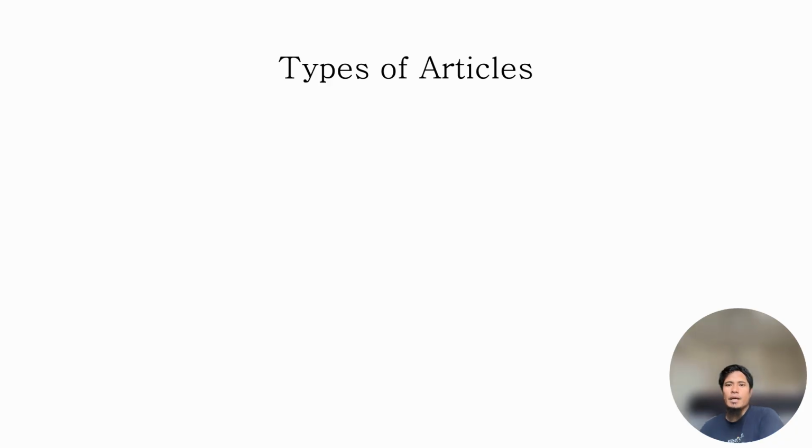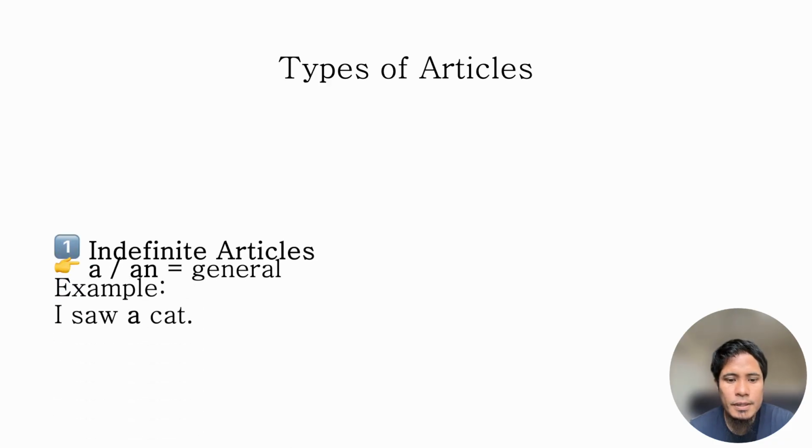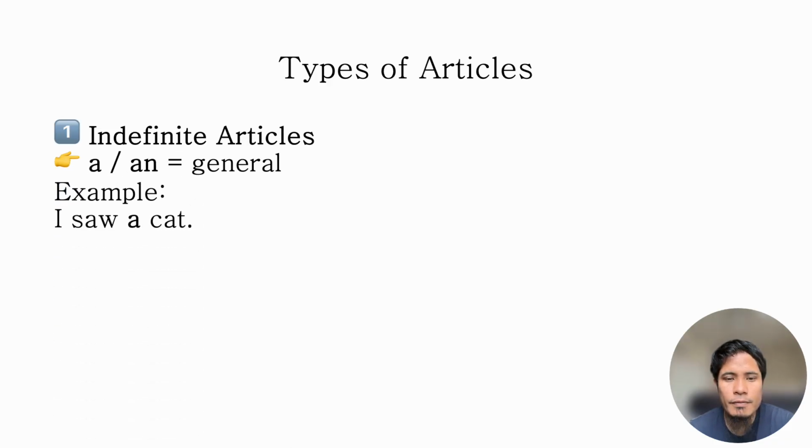Now, let's look at the two main types of articles in English. First, we have indefinite articles, which are a and an. We use a or an when we are talking about something in general, something that is not specific or something being mentioned for the first time.